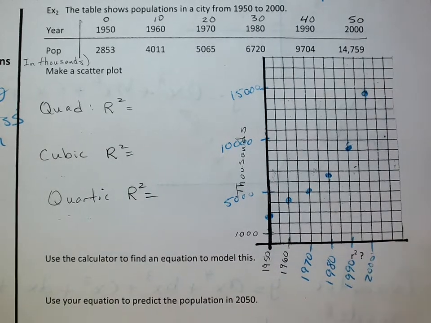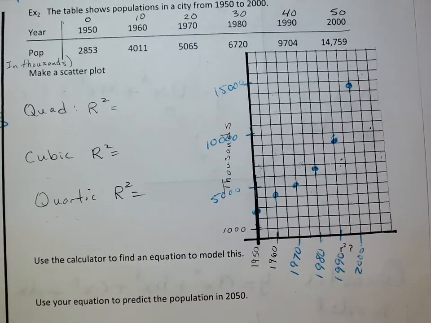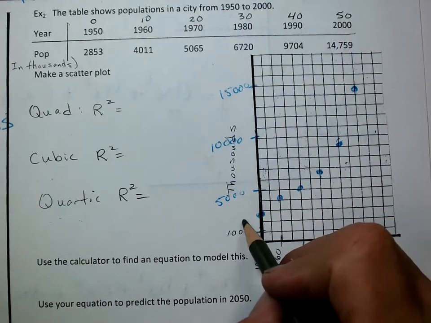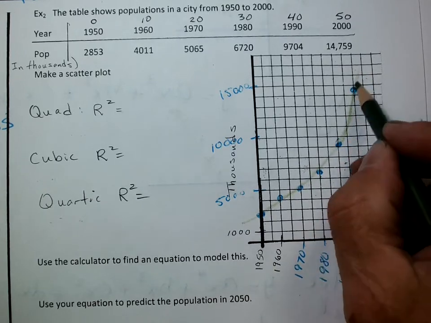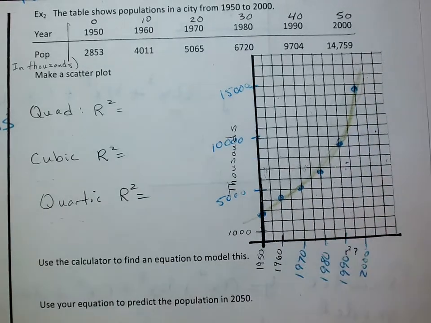So at first it looked kind of like it was going to be a straight line, and then all of a sudden it got a little curvature to it, didn't it? Okay. So if I were to try and fit a curve, it might look something like, maybe something like that, okay? All right.